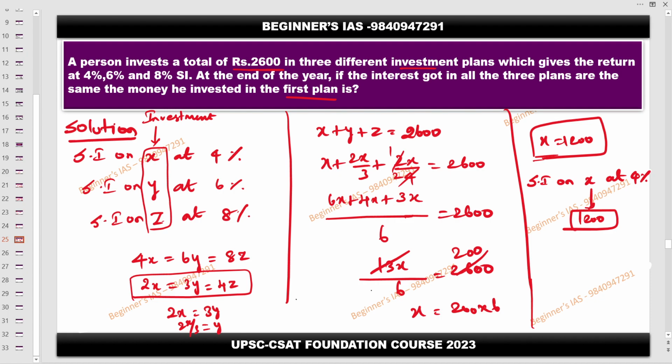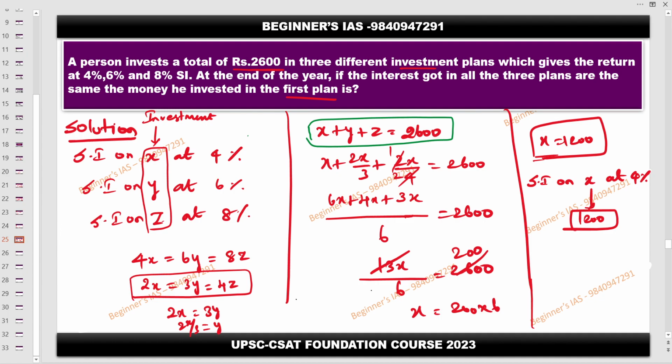So we can divide this equation by 2. Therefore we are dividing. After this, the total investment is 2600, which means x plus y plus z is equal to 2600. But with this one equation you cannot identify x. Then what you do is convert using this ratio.